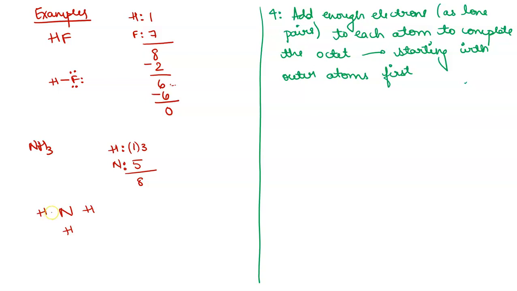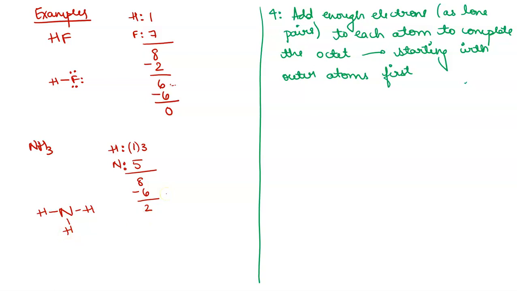So let's count as we put those bonds in. 2, 4, 6. So 6 electrons used up. I'm left with 2. All right. Am I completing the octet for all of my atoms? Hydrogens are happy because they all have 2 electrons each in that bond, but nitrogen has only 6 electrons in those 3 bonds. So nitrogen still needs another pair of electrons, and I have 2 left over.